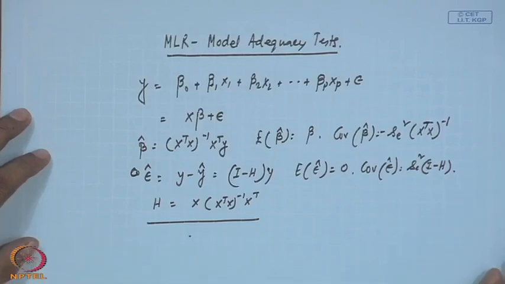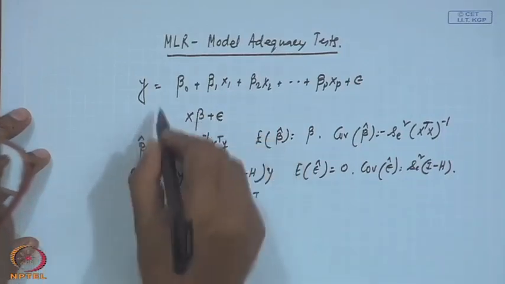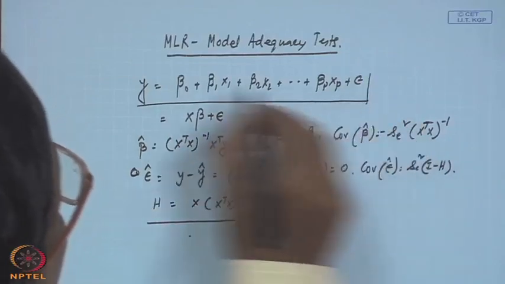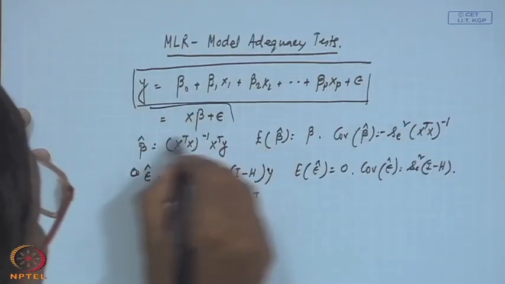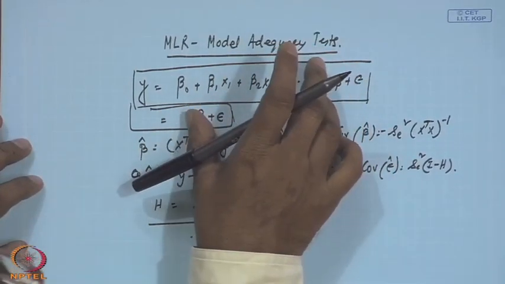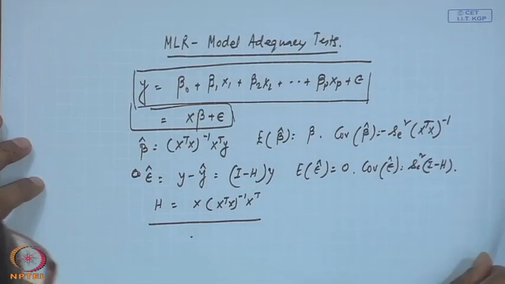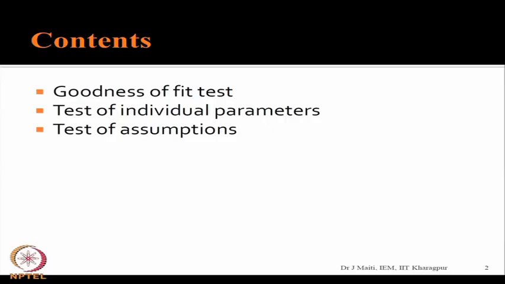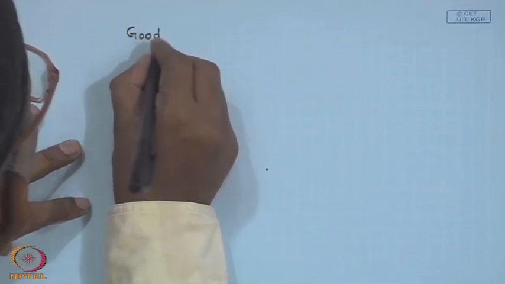Today we want to test whether the model we develop under this equation is adequate enough to explain the given data. In this light, today's contents are goodness of fit test, test of individual regression parameters, and test of assumptions. These three things we will consider. Let us see first the goodness of fit test.